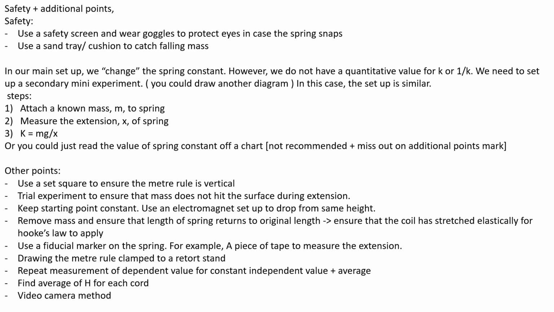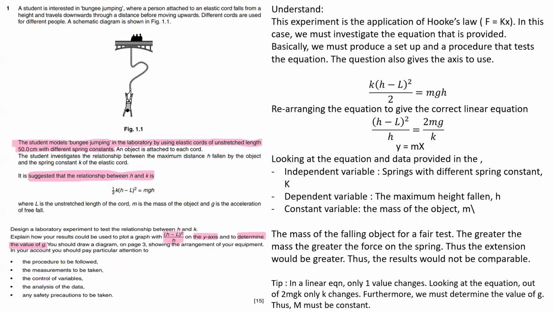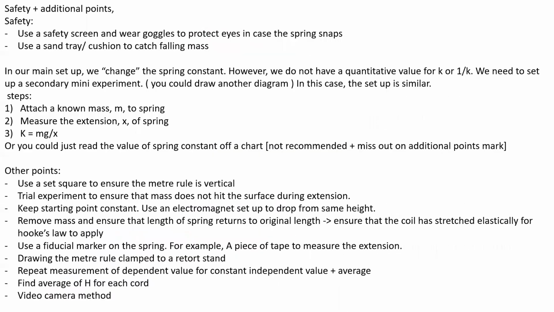Other points: use a set square to ensure the meter rule is vertical. Do trial experiments to ensure that the mass does not hit the surface during extension. This was provided in the mark scheme. Remember that your spring's length is 50 centimeters. So you could include an additional point stating to use a mass that ensures that all springs extend and none of the masses hit the table, because once it hits the table, you don't know the maximum extension that has taken place. Or you could attach the spring at a higher point. Keep the starting point constant and use an electromagnet setup to drop it from the same height.